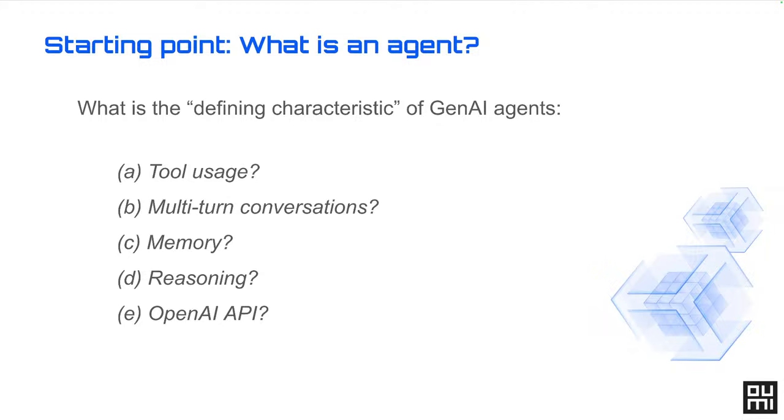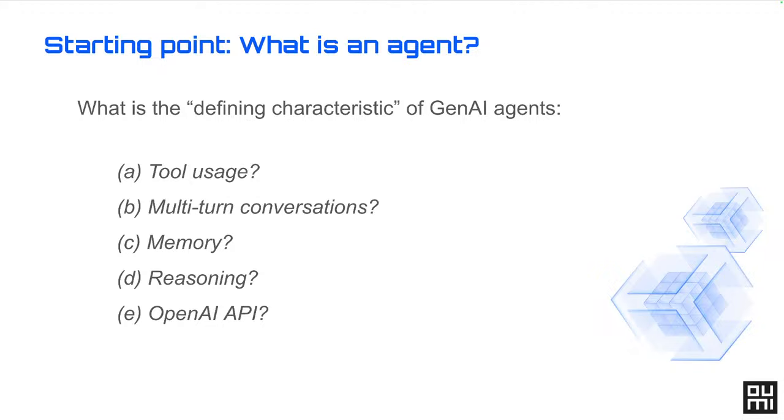Or is it memory? Is it that an agent has access to maybe short-term, long-term, like in a vector database? Could it be reasoning? Does an agent necessarily have to have a reasoning model? And this last one is a bit tongue-in-cheek: is it that you can build something with the OpenAI API and then call it an agent and then get lots of funding?